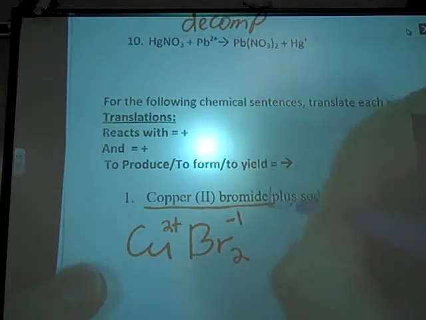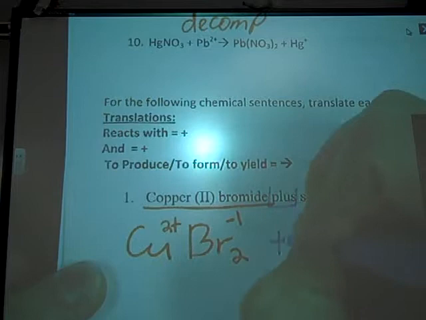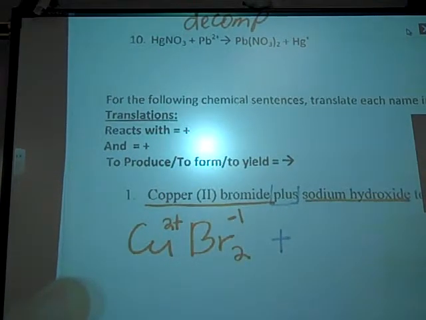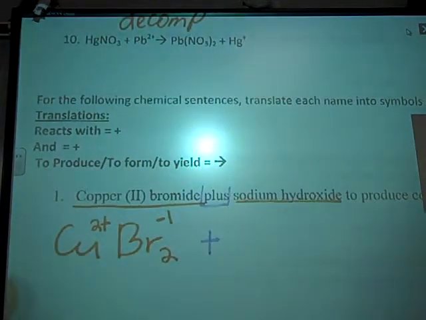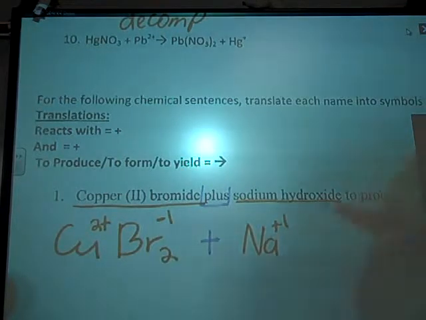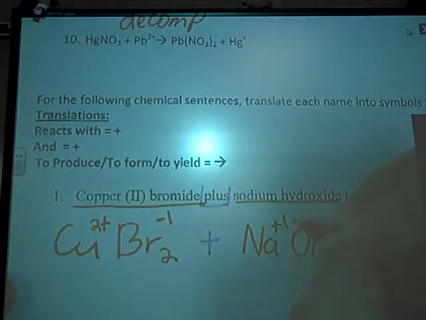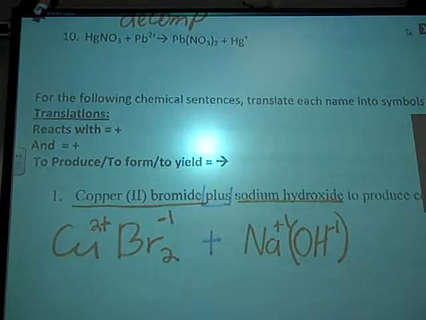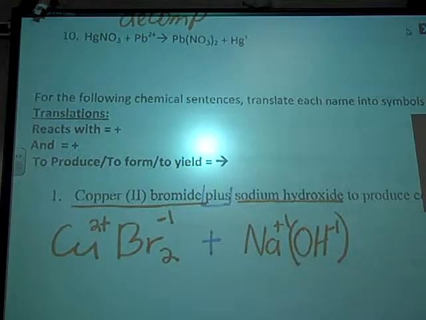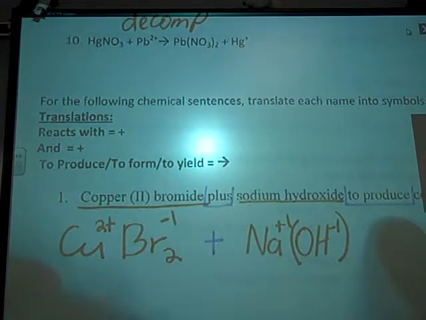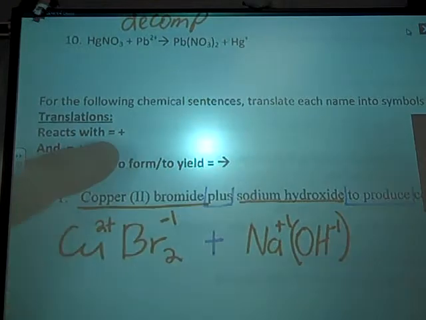Next, I have the word plus, so guess what? We're going to put a plus. Here's my next compound that I need to translate. Symbol for sodium is Na. He has a +1 charge. Hydroxide, his symbol is OH, and he has a -1 charge. It's a poly, so I put it in parentheses. There's my next word, to produce. To produce, remember, is replaced with an arrow.